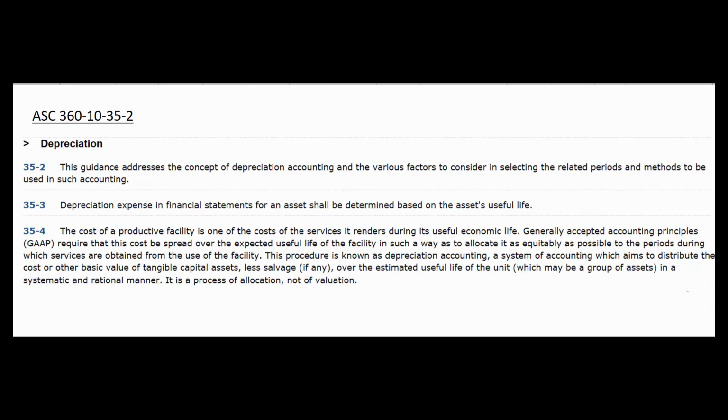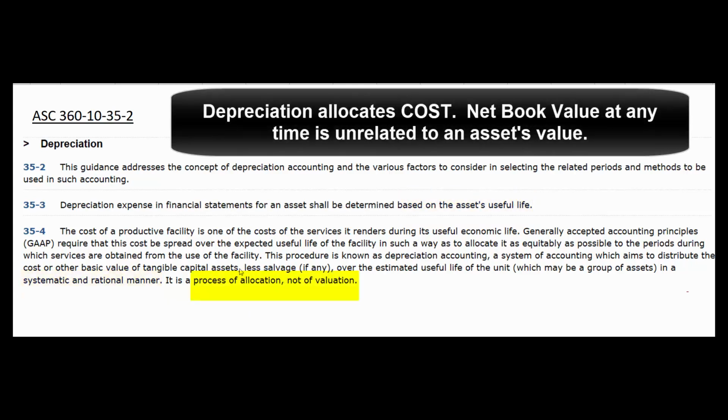First, let's look at the ASC, the Accounting Standards Codification. We're going to look at Topic 360, Subtopic 10, Section 35, Paragraphs 2, 3, and 4. And it just tells us that we're going to base our depreciation expense on the asset's estimated useful life, and that we're looking to spread this expense out in a systematic and rational manner. And it's a process of allocating that cost, not a process of evaluating the asset involved.